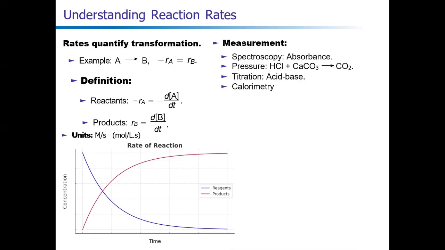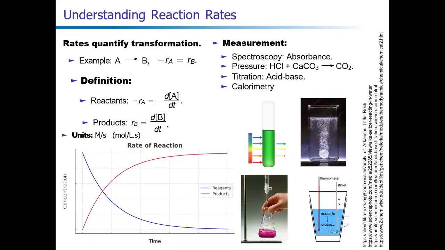If we actually want to measure this in real life, there are a few different ways we can do this. The first way is spectroscopy, where we can track reactants or products which are colored or have specific wavelengths of absorbance. Pressure sensors, which can detect gas production. Titration, which is a classic method for measuring acid-base reactions. And calorimetry, which allows us to track the temperature changes from heat released or absorbed during the reaction. So far, we've defined how to express and measure reaction rates. Let's now look at how rates depend on the concentration of reactants and how we can determine a reaction's order using real data.